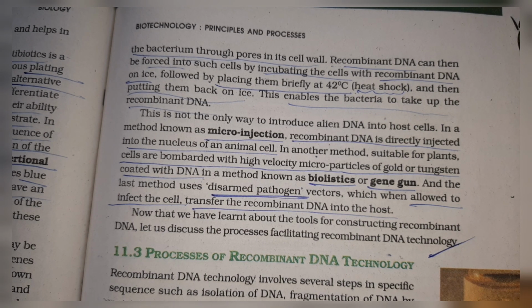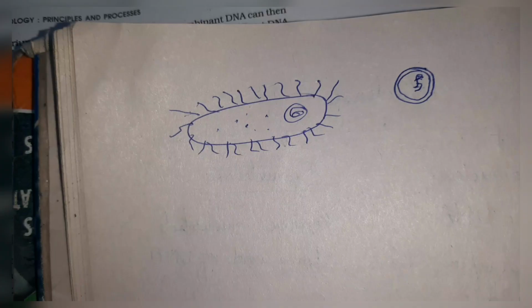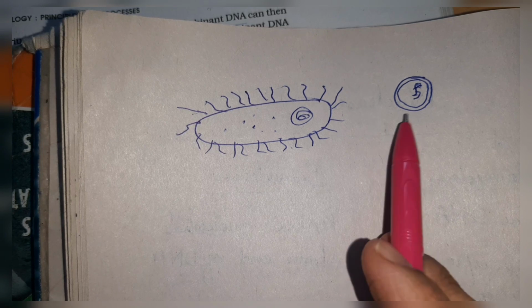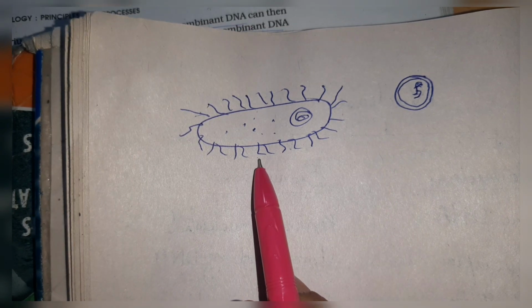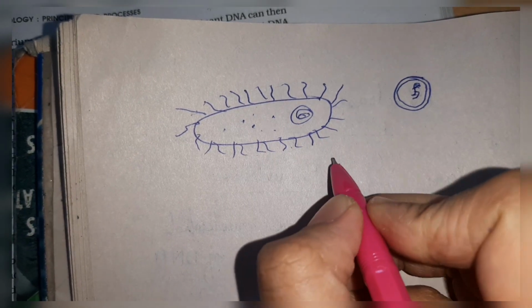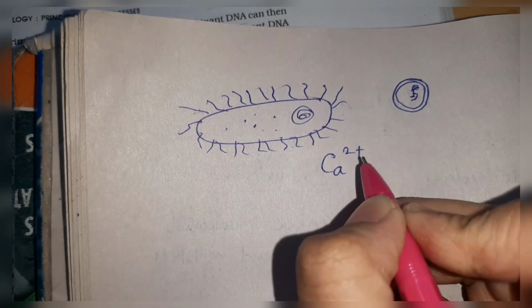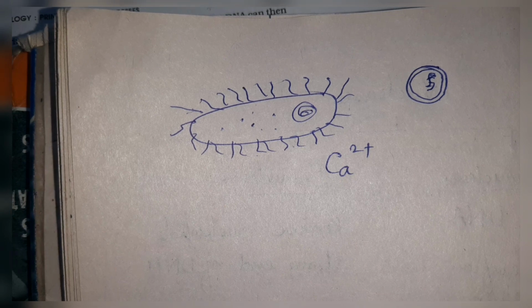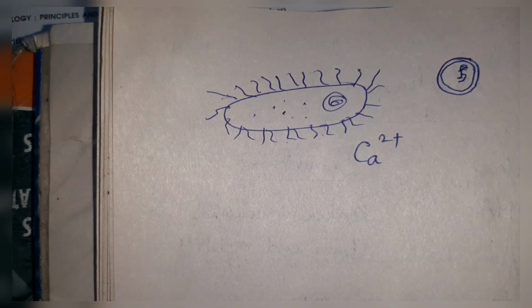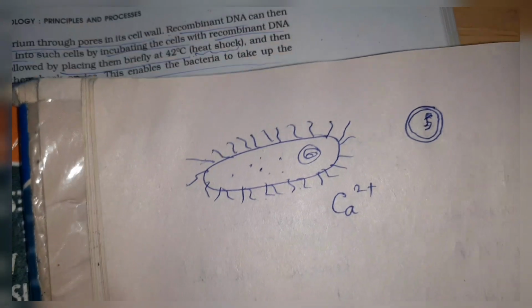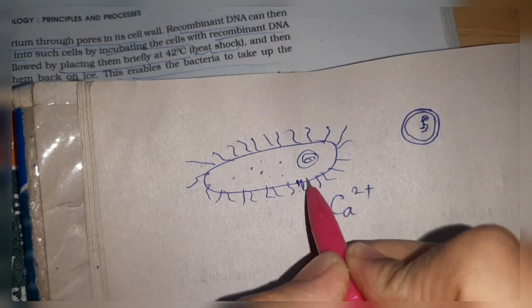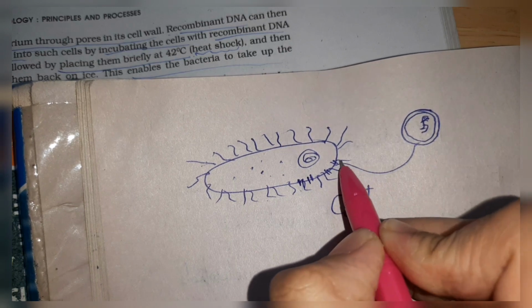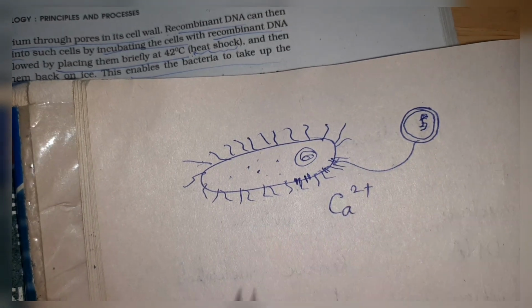This enables the bacteria to take up the recombinant DNA. This is the bacterial cell and this is the vector, and we want this vector to get inside the bacterial cell, but the cell wall is the problem. So we treat this bacterial cell with a divalent cation such as calcium. This will increase the efficiency. I mean, this will create pores between the cell wall, so this plasmid can enter through these pores.